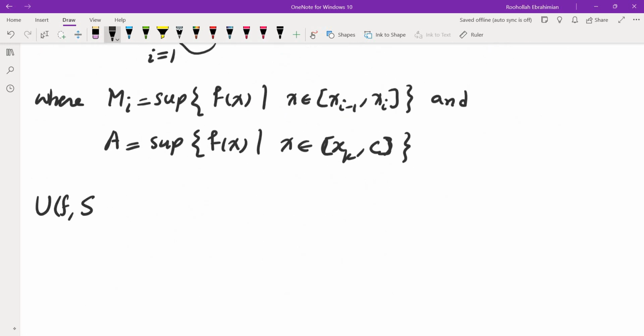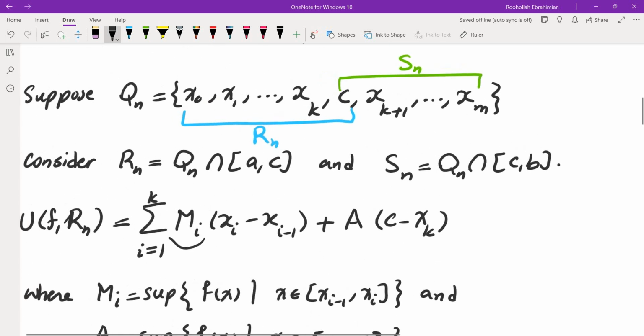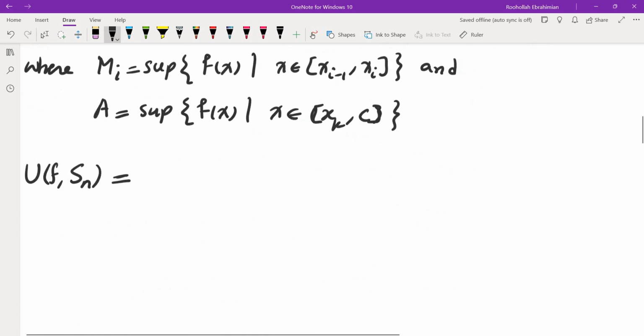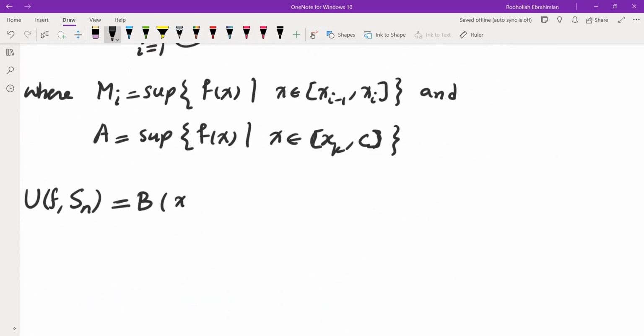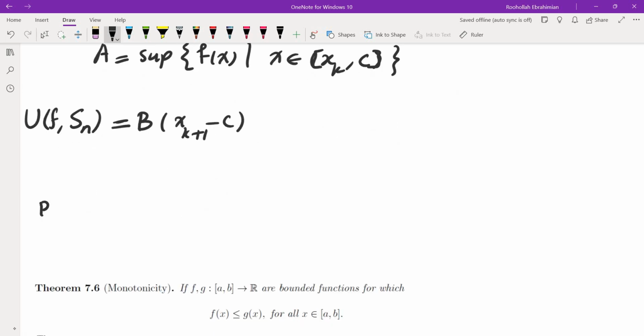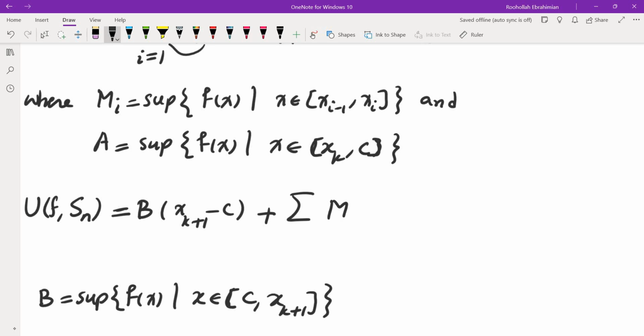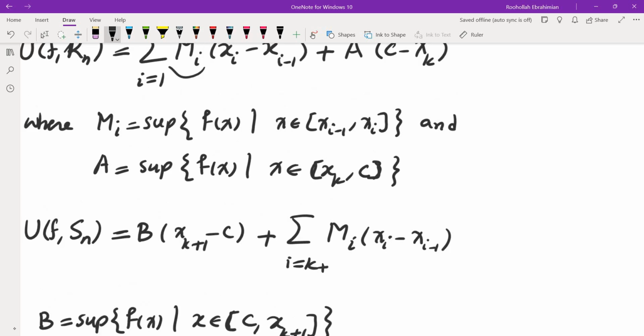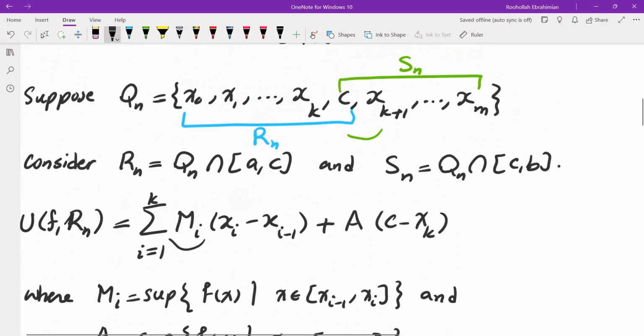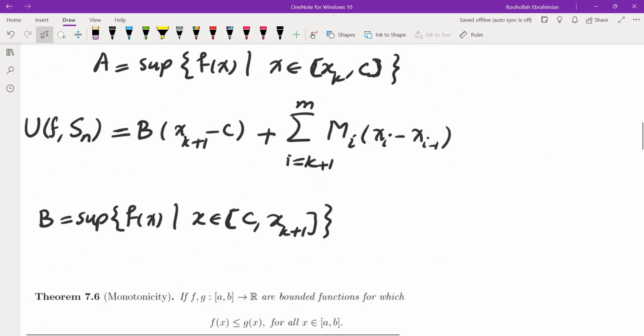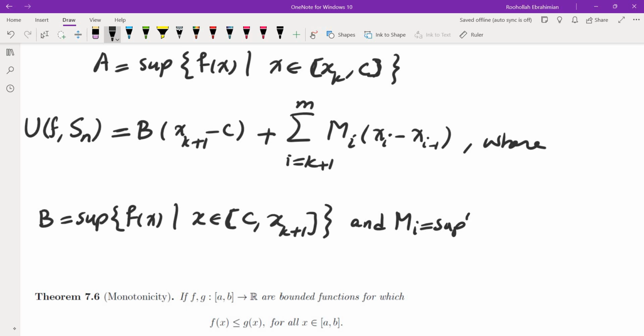And if you write down the upper sum for Sn, the first one is the supremum over this one. So let's call that b times xk plus 1 minus c, where b is the supremum of f of x when x is in the interval [c, xk plus 1], plus the sum of Mi times xi minus xi minus 1. This time i goes from k plus 1 to m. So that gives you the upper sum for Sn, where Mi is the same thing that we had above.